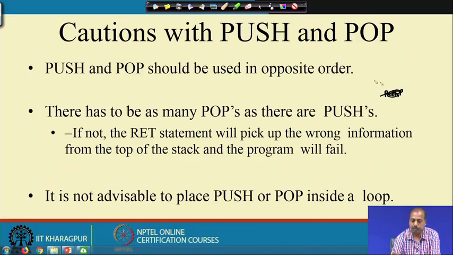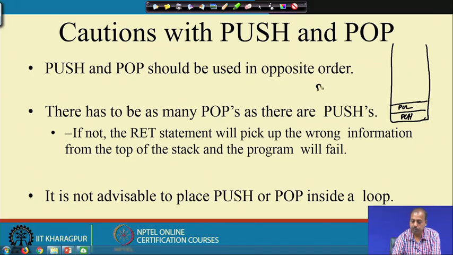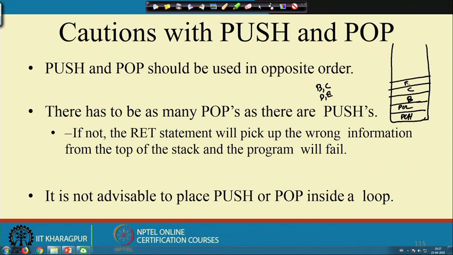If we draw it in terms of a stack, it is like this. First the PC high will be stored, then the PC low will be stored, and then if I push these registers B and C, the B register will be saved here, then the C register will be saved here. Then if I push D and E, the D register will be saved here and the E register will be saved here.